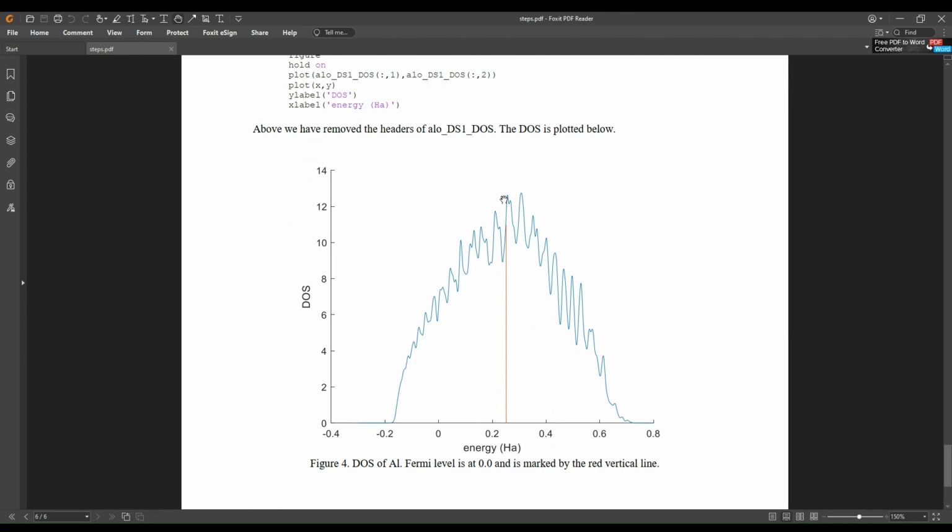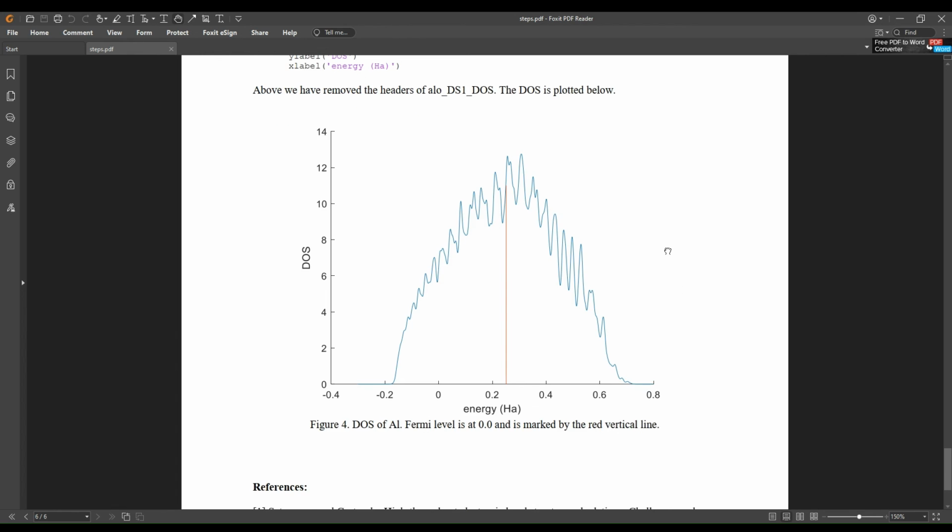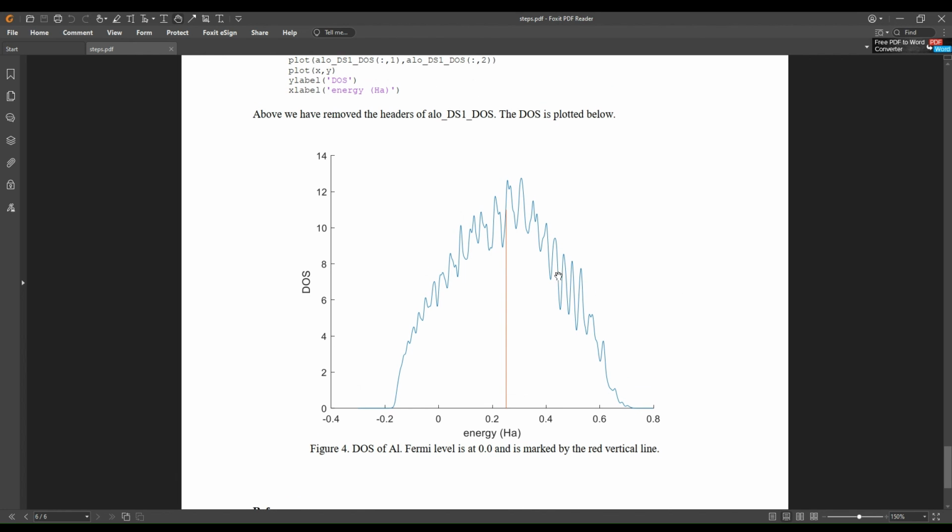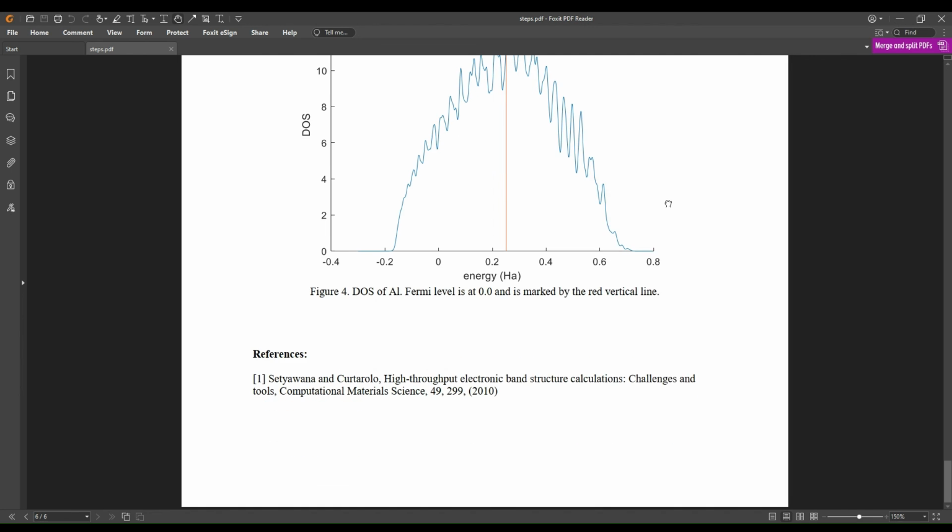And you can see that I also draw this vertical red line here to show the Fermi energy of my system. Aluminum is a metallic system, which can be seen from the DOS file, which means that your density of states is non-zero at the Fermi energy.